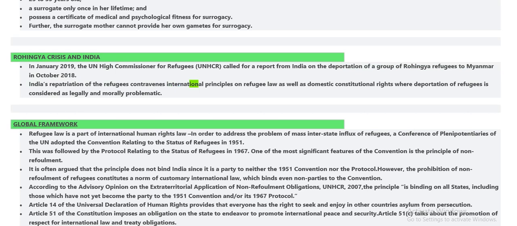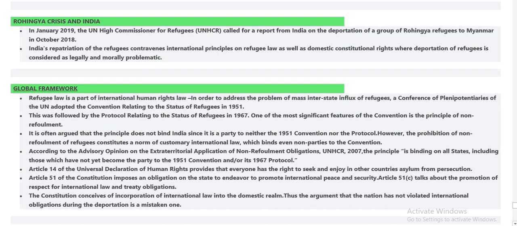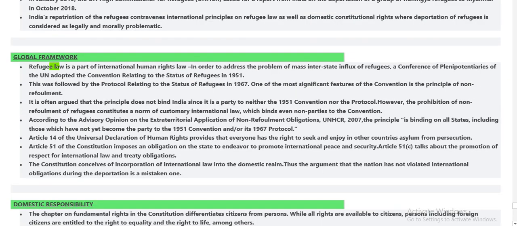Rohingya crisis and India. In January 2019, the UN High Commissioner for Refugees, UNHCR, called for a report from India on the deportation of a group of Rohingya refugees to Myanmar in October 2018. India's repatriation of the refugees contravenes international principles on refugee law as well as domestic constitutional rights where deportation of refugees is considered as legally and morally problematic.